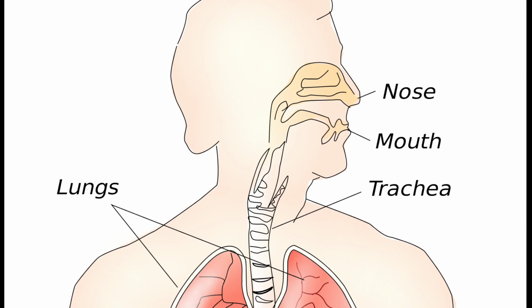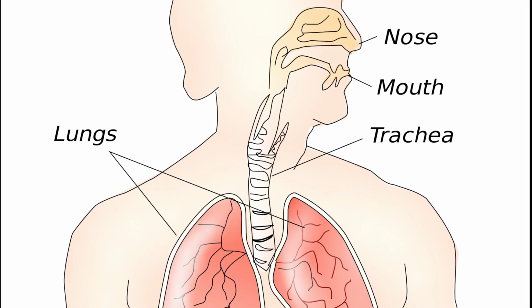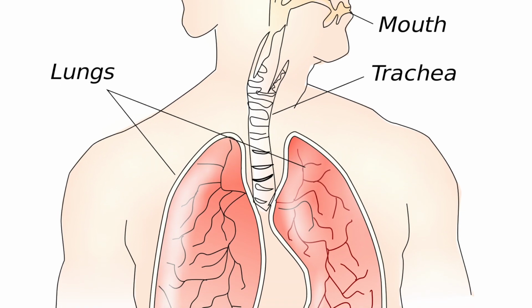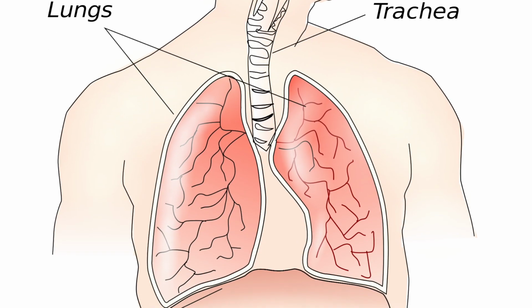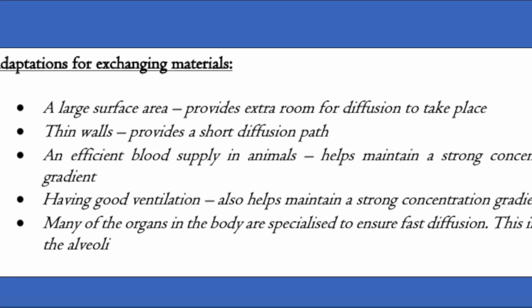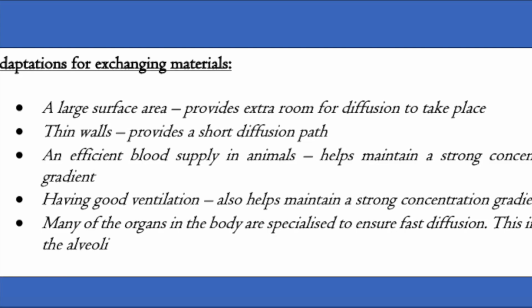This time in this video we're looking at the breathing system, ventilation and gas exchange in the lungs. So first of all, let's look at adaptations for exchanging materials, because the effectiveness of exchanging materials can be increased by a number of things.